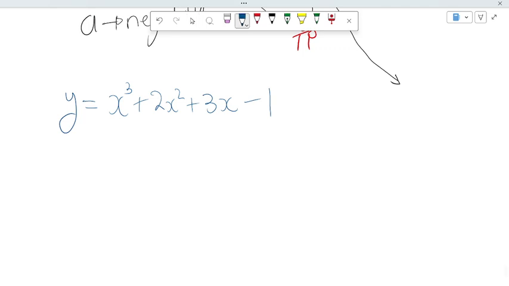By using both the formulas and using the points that were given. No, the formulas are for quadratic. This is not quadratic, this is cubic. It's to the power of 3, it's not to the power of 2.